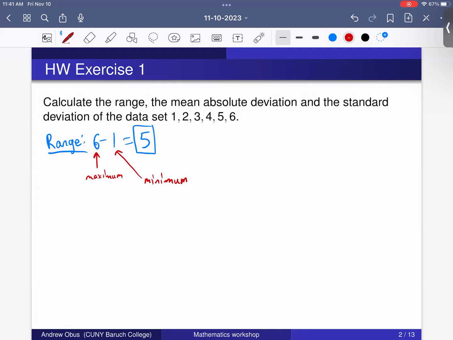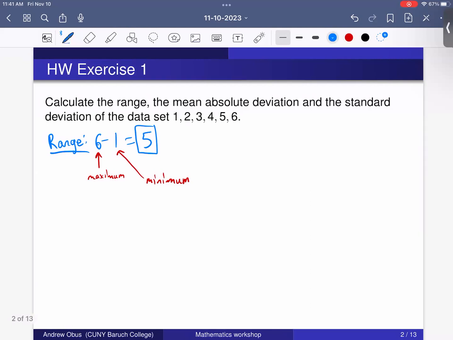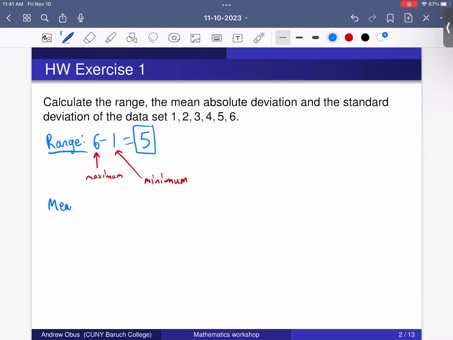Okay, so the range is very straightforward. I think most people will agree on that. So now, what about the mean absolute deviation? Yes. Do you want to continue, Armstrong? Before we find the mean absolute deviation.